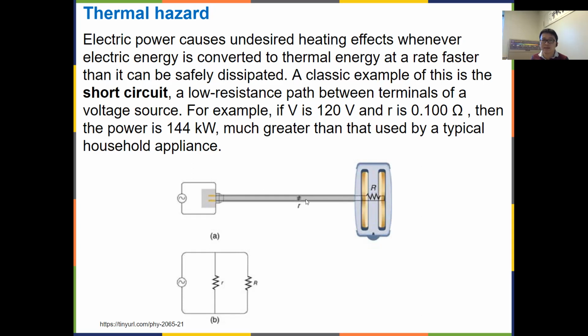So then the electricity will go through that part because that part will have very small resistance compared to the main appliance. Okay. So for example, if that part only has 0.1 ohms, then 120 volts of electricity applied through that one produces a power of 144 kilowatts, which can increase the temperature of this part very significantly, which might result in the ignition of the material. Okay, so then causing fire.